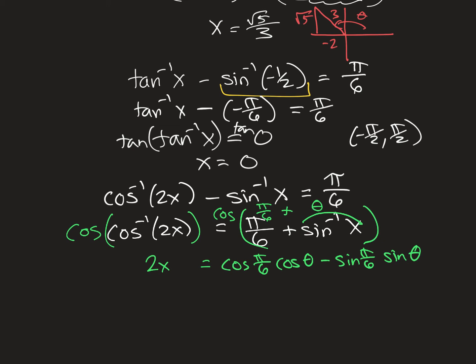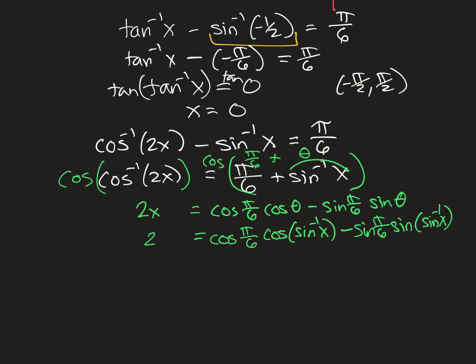Okay. All right, well, let's actually put in what that theta is. So cosine pi over 6, cosine of inverse sine of x. That's not pretty. Minus sine pi over 6, sine of inverse sine of x. That's a little prettier. Okay, equals 2x. All right. So now let's simplify a little bit, because cosine pi over 6 is root 3 over 2. Cosine of inverse sine of x.